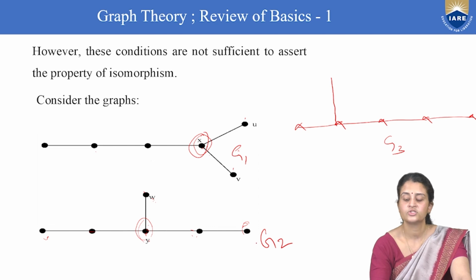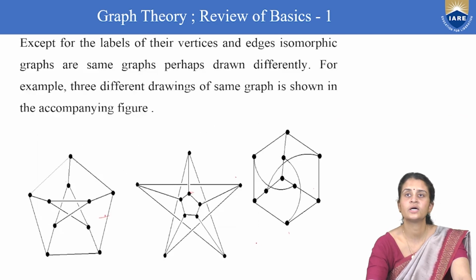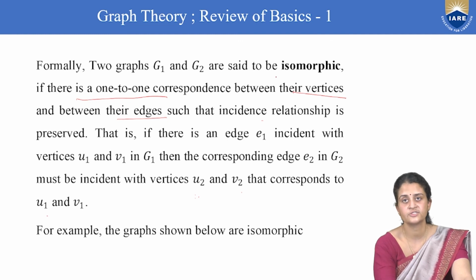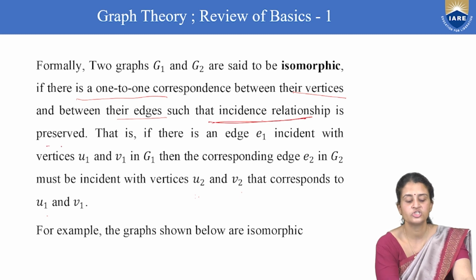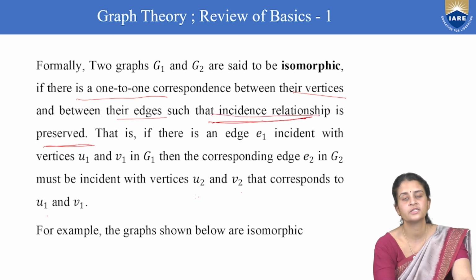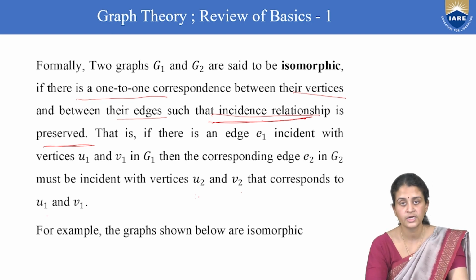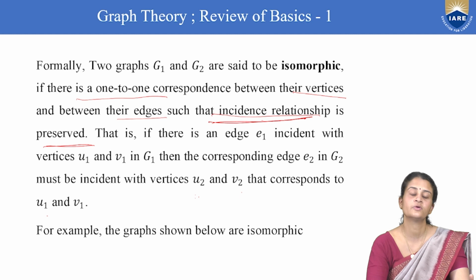Okay. So, according to this, we should completely follow that 2 graphs are said to be isomorphic if there is a 1-to-1 correspondence between the vertices and between their edges such that the incidence relationship is preserved. This should be the main part of considering the isomorphism of 2 graphs. There should be a 1-to-1 correspondence between the vertices, there should be a 1-to-1 correspondence between the edges, and the incidence relation too should be preserved.